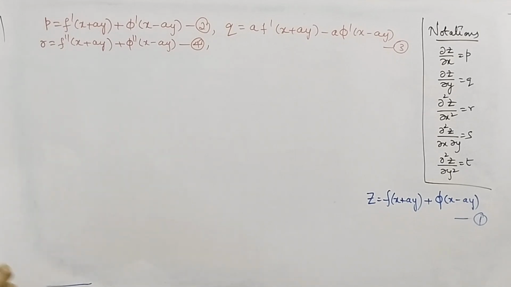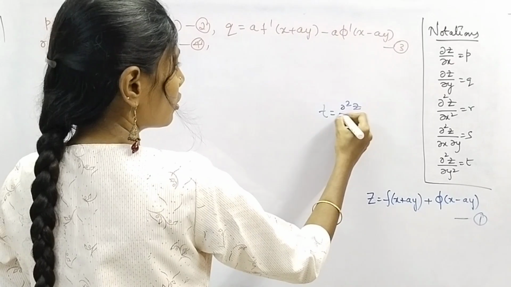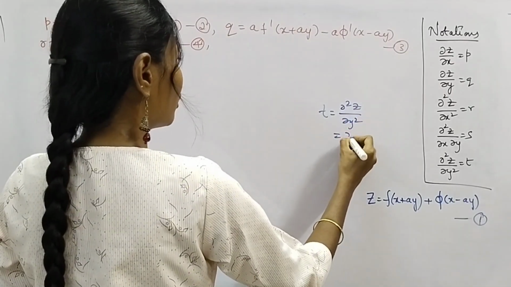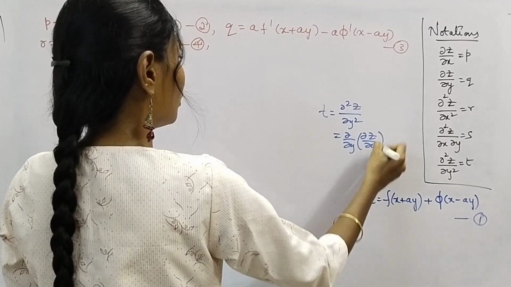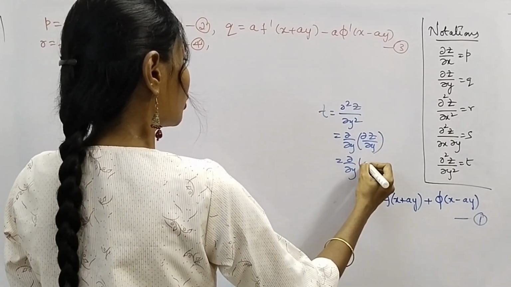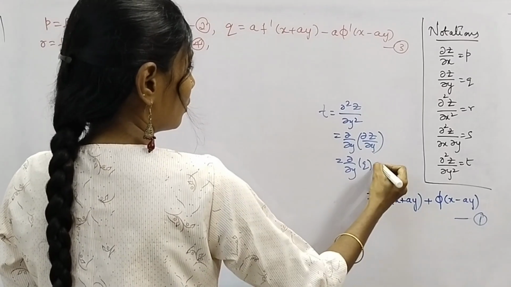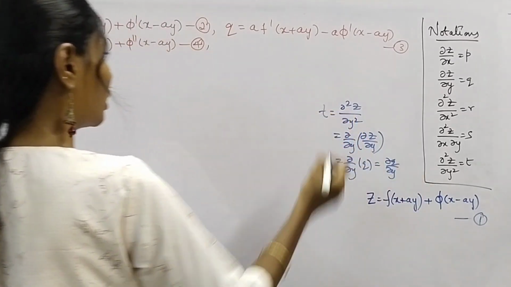Now let's find t. T is nothing but dou square z by dou y square, right? We can also write this as dou by dou y of dou z by dou y, right? We have a notation dou z by dou y as q. This gives us dou q by dou y, that is partial derivative of q with respect to y gives t.